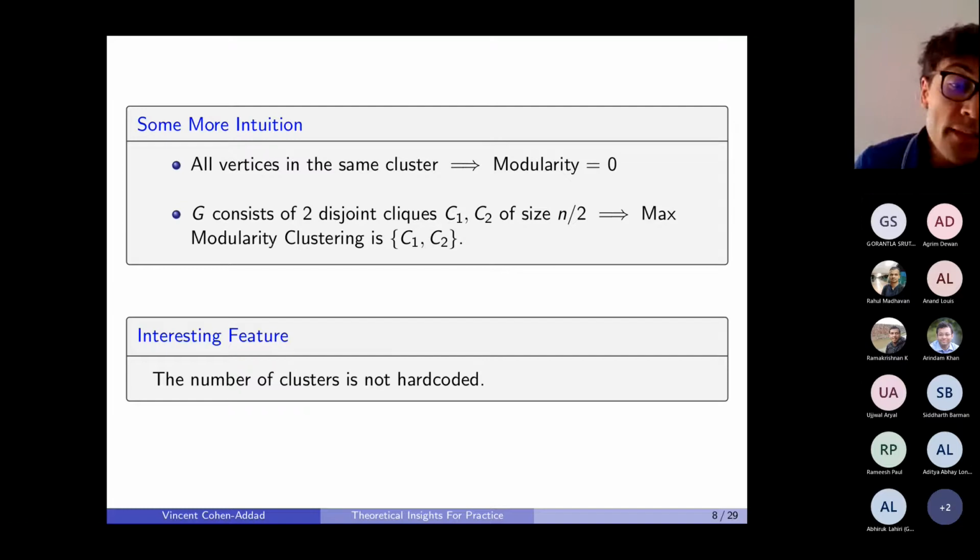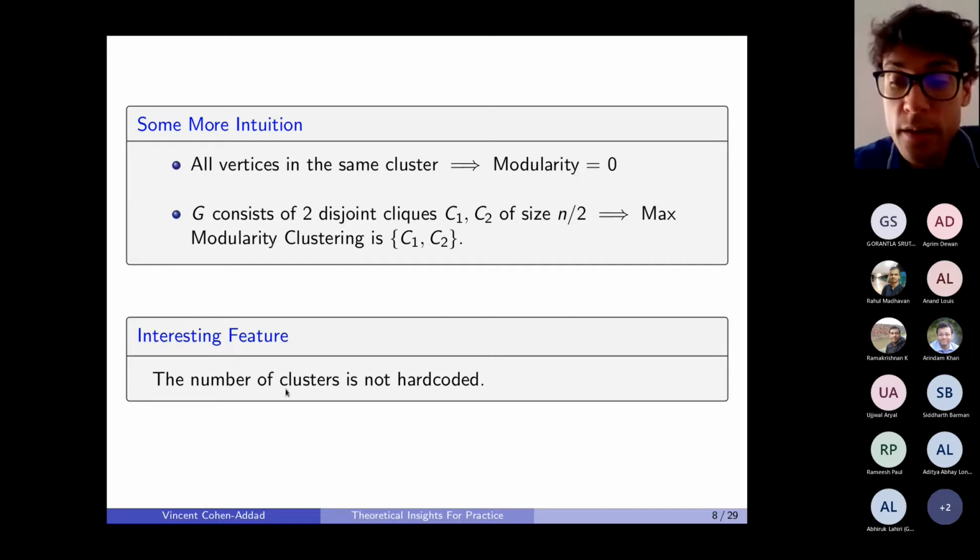So one interesting feature of this objective function is that the number of clusters is not hard-coded. In some sense, it's data-driven. It's something that comes out of the data. It's not some input parameter that you would have to fine-tune. So it's good to have fewer parameters. That's something pretty useful.